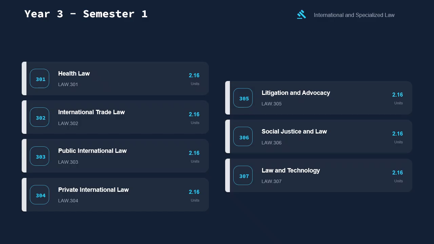Practical application: lawyers litigate before WTO panels. They advise governments on compliance with rulings. Students simulate dispute settlement proceedings. They also study enforcement challenges.